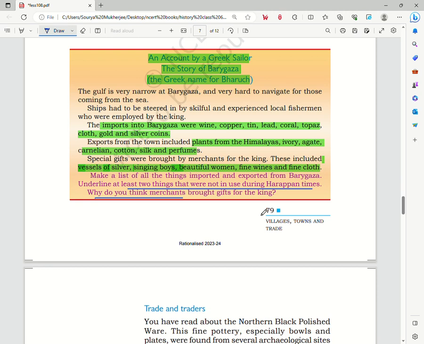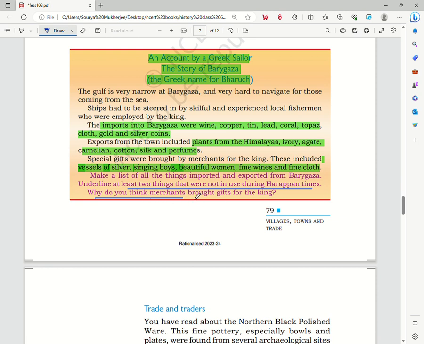These would probably be wine, one thing. Wine was not, I think, used during the Harappan times. I think wine and silk and perfumes, these things were not in use during the Harappan times, because copper was there, tin was there, lead. I think lead was also there. Coral and topaz were used. Gold and silver coins were used, but perfumes and wines were not there during Harappan times. So you can look this up yourself, and make adjustments to it as you find out on the internet, or look up any other book if you want.